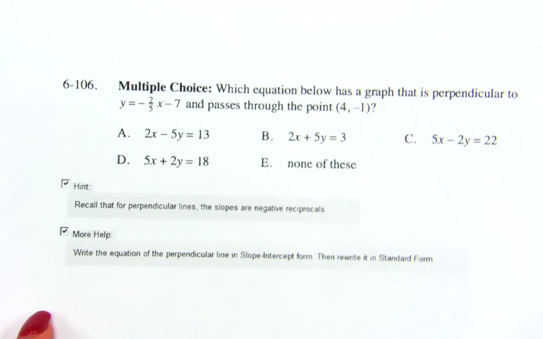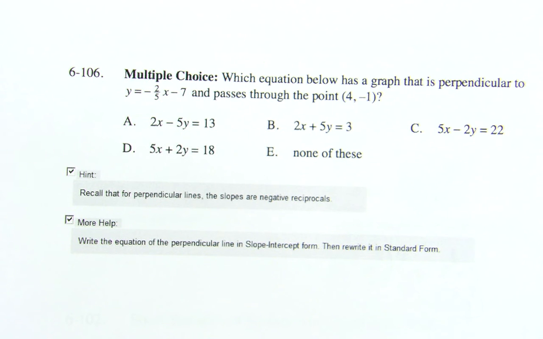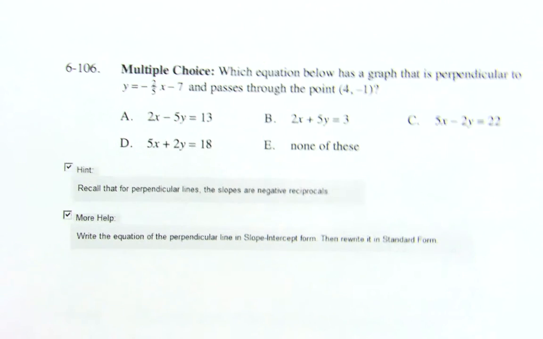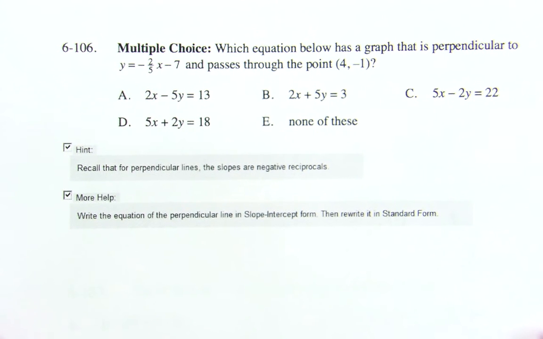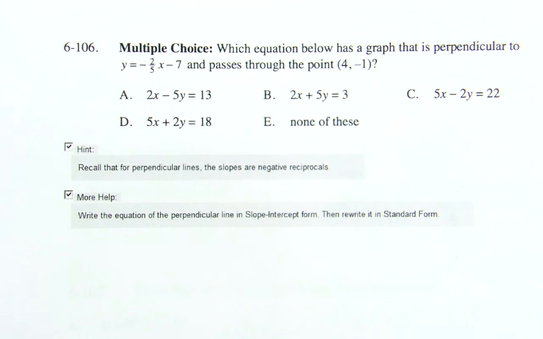And then the last one, 106. Like I said, I'm skipping 104. You can do that one on your own. 106 is, which equation below has a graph that is perpendicular to y equals negative 2 over 5x minus 5 and passes through point (4, negative 1)? Okay, I do not encourage you to skip this problem because it will pop up again and again because we're going to start doing linear stuff a little later.